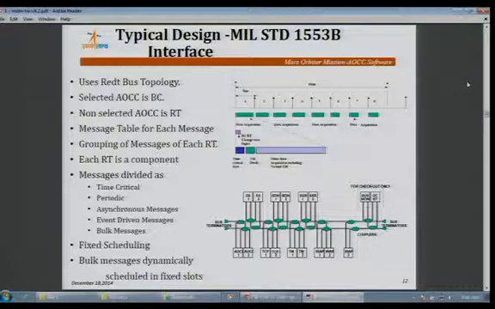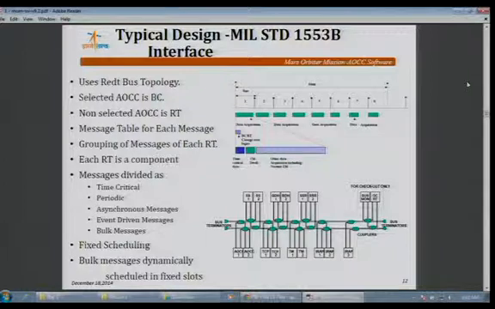One of them is the MIL standard 1553B interface, which has increasingly become the interface for most of the critical interfaces, and all the interfaces are covered under this. We have a redundant bus topology with the selector. There are two AOCC systems. One is selected, the other is non-selected. The selected one will work as a bus controller. The other one will be a remote terminal.